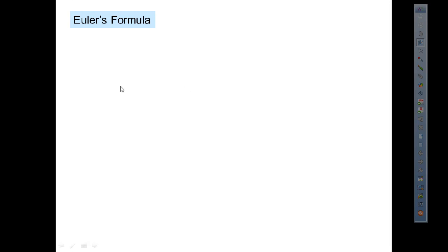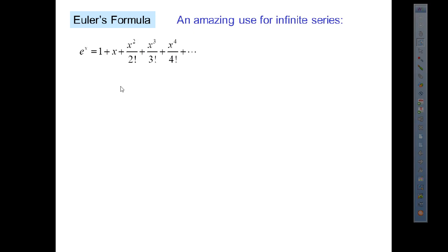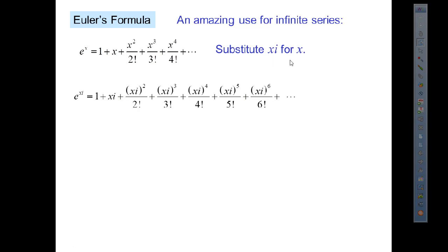Now, Euler's formula. If we were to substitute xi in for x and introduce imaginary numbers into this, we're going to get all this. This is not that important. I just want you to see it. It's kind of interesting. And you will deal with e to the xi, and you'll deal with e to the sine and e to the cosine and all that stuff when you get into more advanced math.